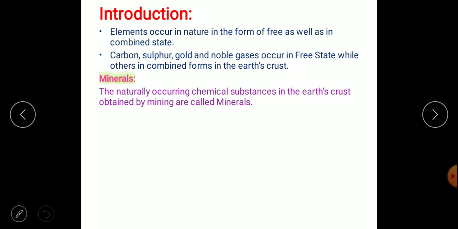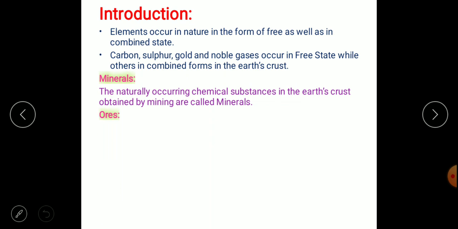Minerals: some of the important terminology you should know here. The naturally occurring chemical substances in the earth crust obtained by mining are called minerals. Through mining we can get some of the important minerals, which contain an element as well as some unwanted particles. These are the naturally occurring chemical substances which are available in the earth crust, and we obtain them by mining.